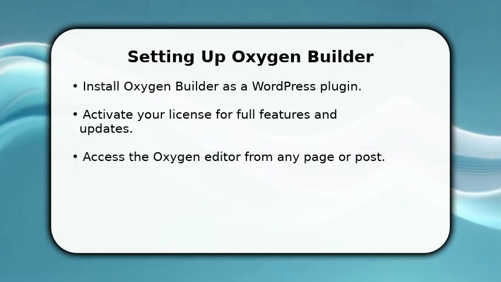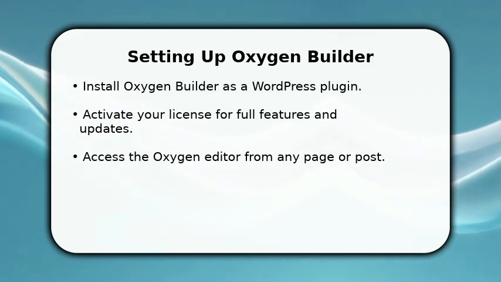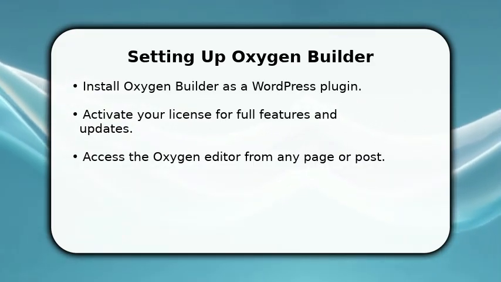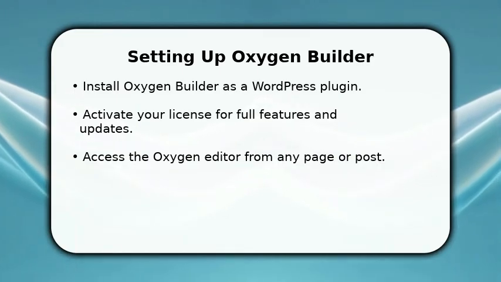After activation, navigate to the Oxygen settings to input your license key. This step is crucial for receiving automatic updates and accessing all premium features. You'll be ready to start building in just a few moments.